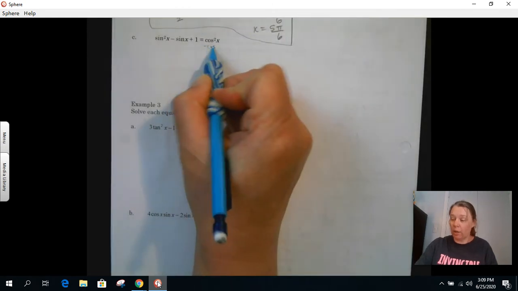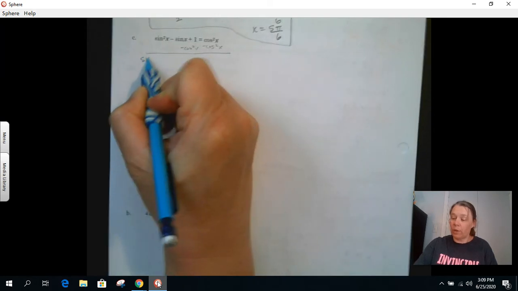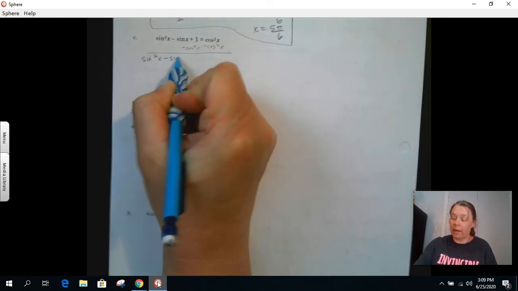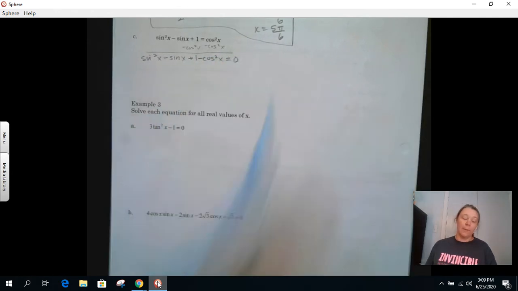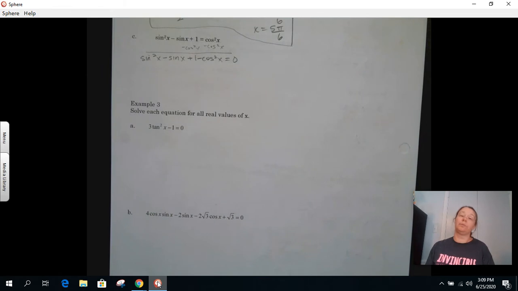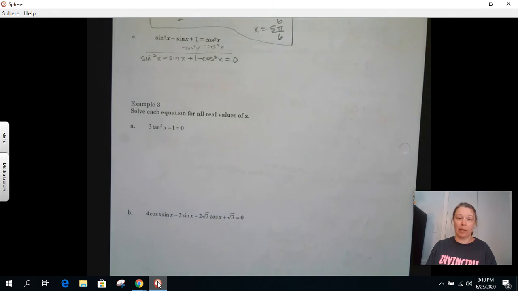I'm going to subtract the cosine squared over. So I have sine squared x minus sine of x plus 1 minus cosine squared of x equals 0. And I'm thinking my life would be a lot easier if I could have just sine squareds in there. And so I'm going to go to my identities. Is there anything in here I could swap out? Okay. So this 1 minus cosine squared, that's one of my identities, right? That Pythagorean identity, sine squared plus cosine squared equals 1.